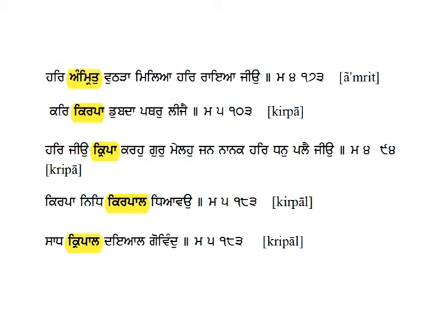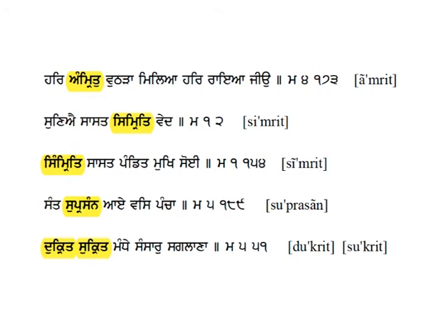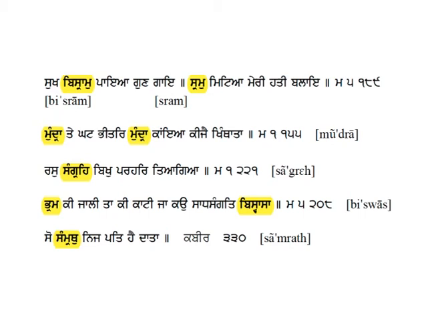The same thing we have Simrit, it is not Simrit. And you have Prasan. Then you have Dukrit, Sukrit. You see, you cannot say Dukrit, Sukrit. And I have seen, they keep on saying Dukrit, Sukrit. You have Bisram, sram, mudra, sangrah. It is not sangrah, brahm. Wherever it is brahm, it is brahm. Where it is that, so mrat.